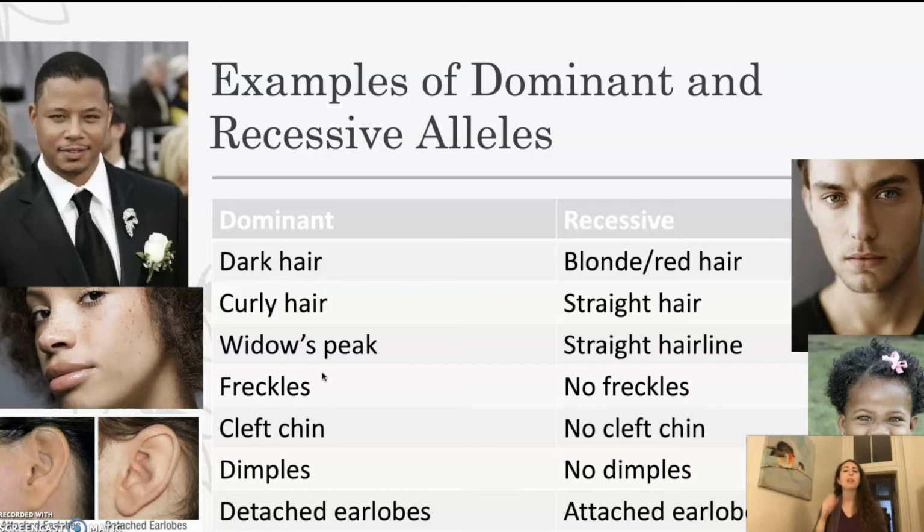Because just because something is dominant doesn't necessarily mean that it's very common. So we're going to be talking about that more in the future with a survey that you're actually going to do. So those are just a few examples that you can check out.